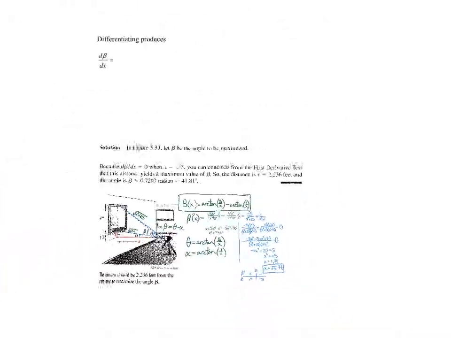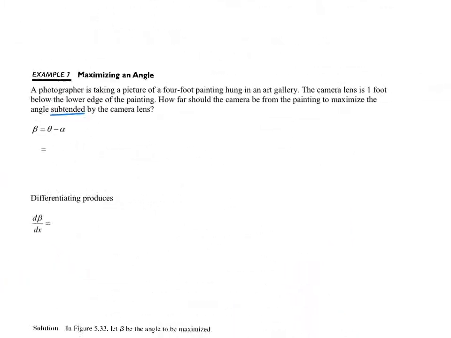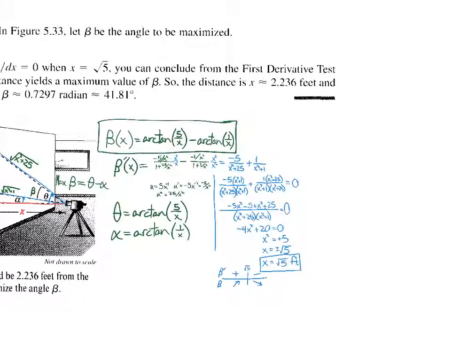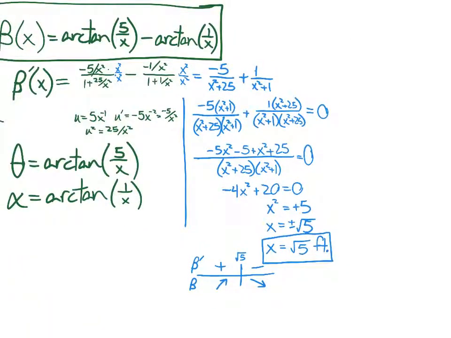Now, let's go ahead and make sure that we answer the question. It says, how far should the camera be from the painting to maximize the angle? So it doesn't actually ask what the angle is, but it asks how far we should put it away, and that is the distance that we're looking for. So we should put it radical 5 feet away from the painting in order to maximize beta.